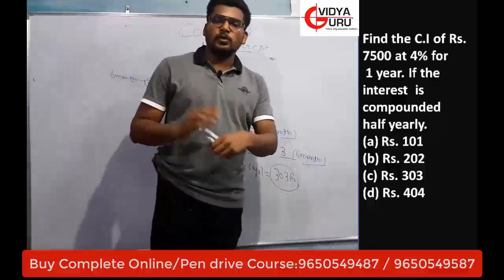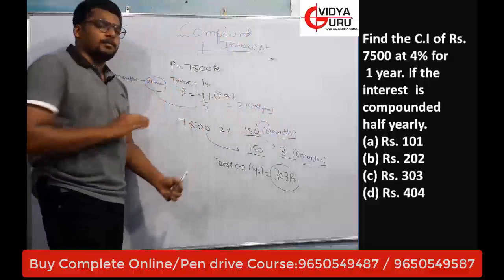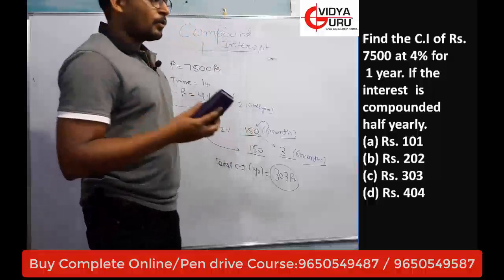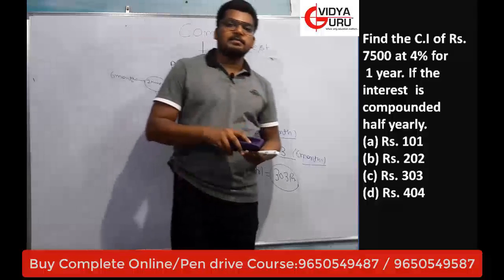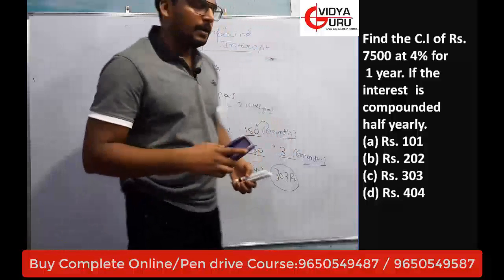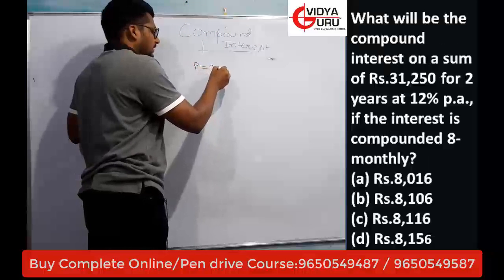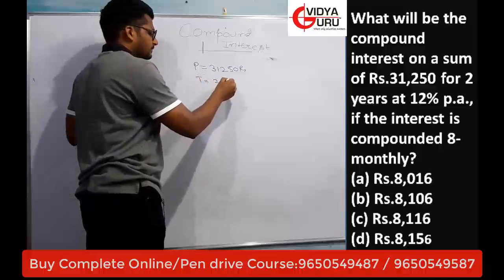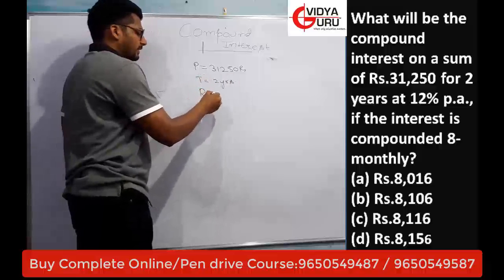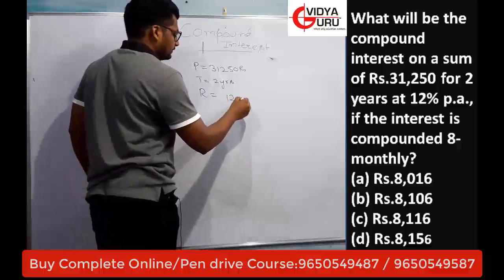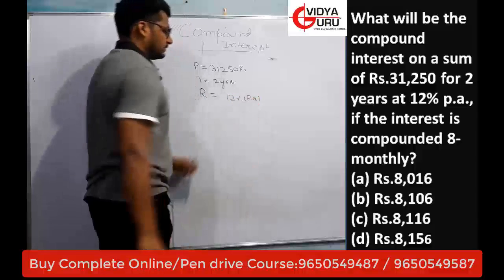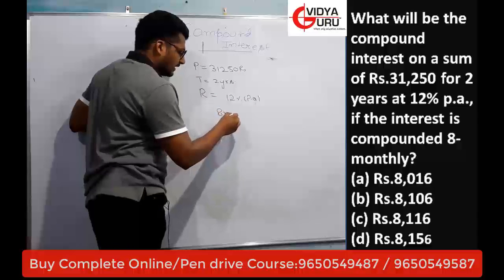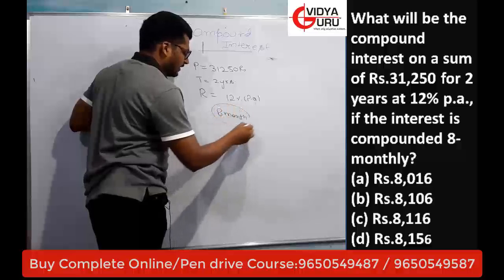I will take one more question of this type, which came in a recent exam, and it is very important. In previous years, we have only seen half yearly or quarterly. But now questions are coming like this: if interest is calculated every 7 months, or every 5 months, or every 8 months. Principal is 31250 rupees, time is 2 years, and rate is given 12% per annum. That is, it is yearly, but the question is saying interest is calculated every 8 months.